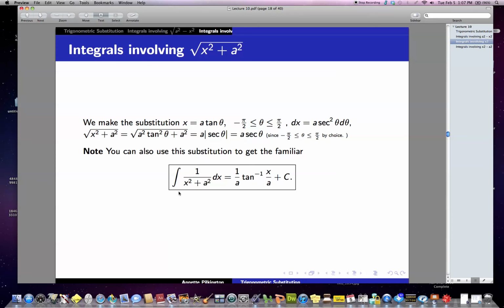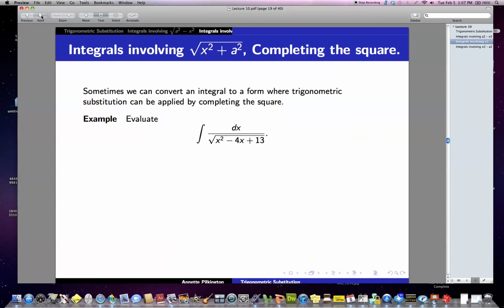Notice that if I have the integral of 1 over x squared plus a squared, which I already know is 1 over a tan inverse x over a, I could also make this substitution to figure that out, but it's maybe better to remember that integral. Sometimes you have to complete the square to apply this. That's an extra little twist that you might have to use.